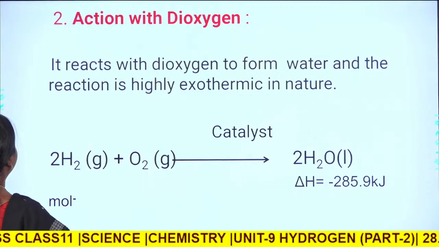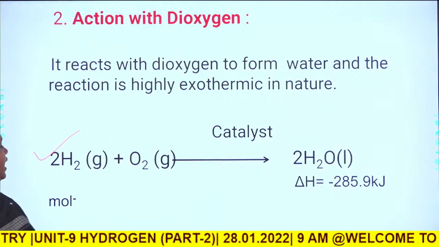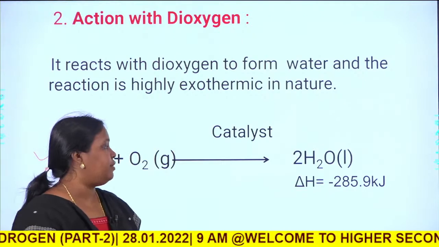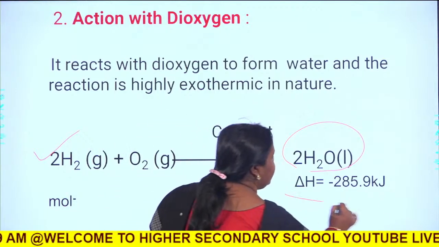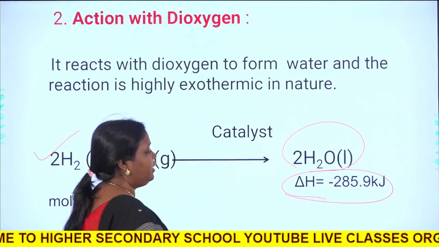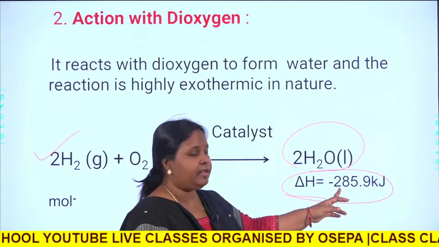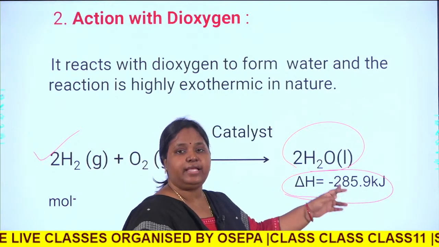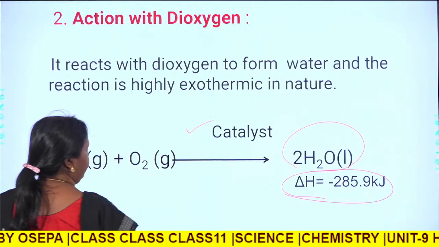Next, reaction with dioxygen. You all know this reaction, that is hydrogen reacts with oxygen forming water in the presence of a catalyst. Mark, this reaction is highly exothermic. Delta H negative means heat is being liberated. So this reaction is highly exothermic and it takes place in the presence of a catalyst.